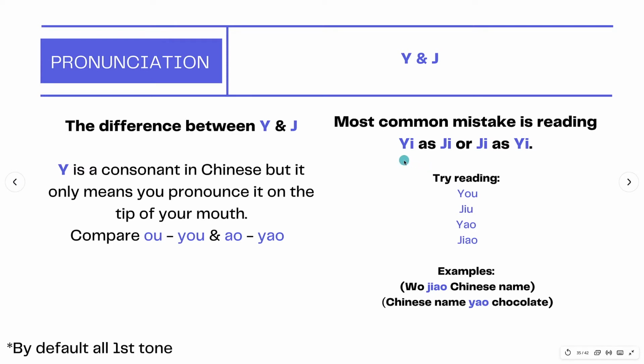Okay, we've got yi, and then we have ji, just like a DJ. Ji, ji. It's a bit soft, okay? We can try yo and jo, and yao and jiao. All of these have an i involved somewhere. Yao, jiao. We then say, my name is Li Fei in this case, and Li Fei wants chocolate.